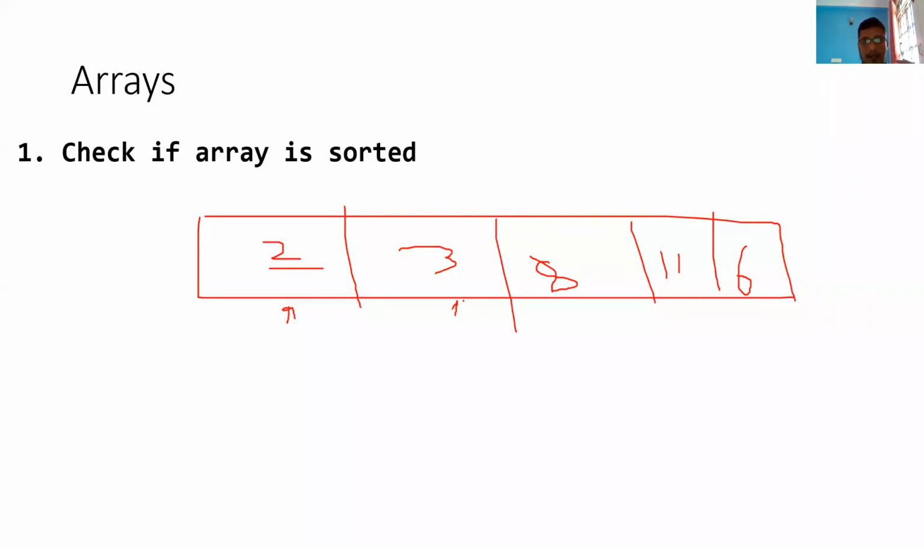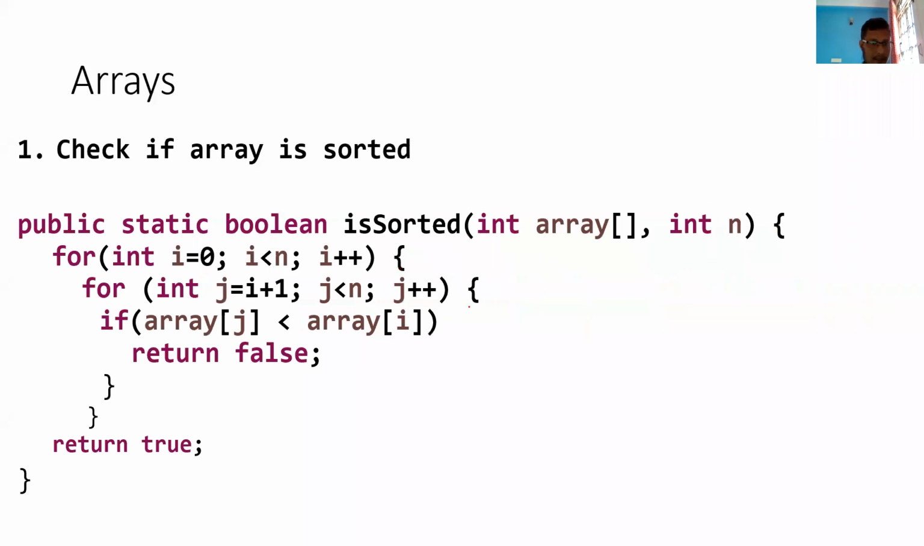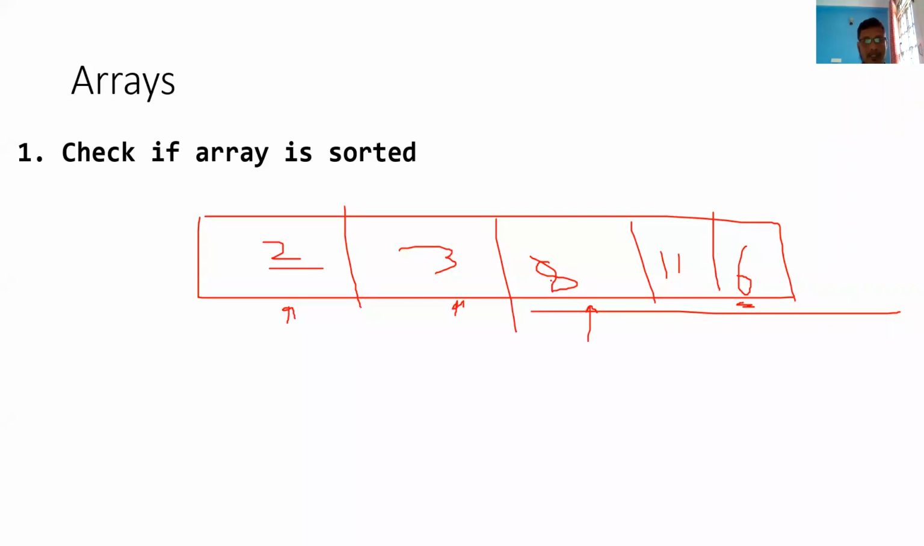For example, 3 needs to be compared with these, and similarly 8 with these. In this case, 8 is not less than 6, so you break here, saying the array is not sorted. This is how you can achieve it: initialize i to 0 and j to i plus 1, and j is the next element. You compare, and this is done with two for loops.